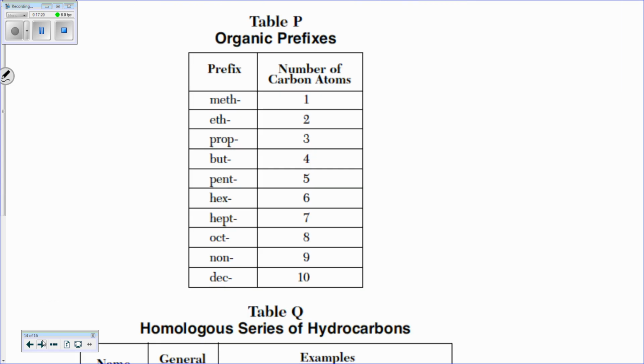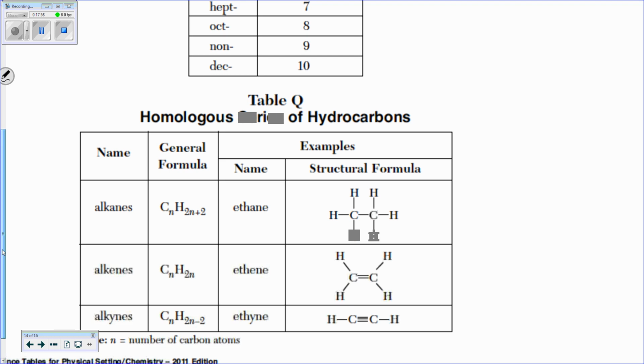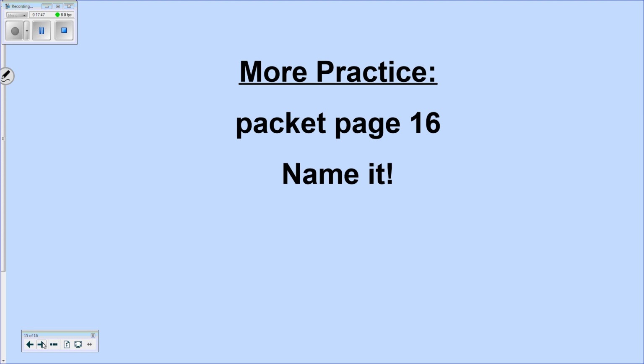So remember, as I'm doing these, if at any point you're wondering, where is she getting those names? Table P has your prefixes. It tells you by how many carbons you have what it is. Table Q tells you how many H's and how many C's I should have on it. So if you're not going to this table, again, you are going to be lost, so make sure you're going to this table.